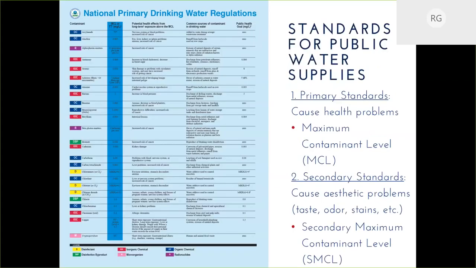When we're talking about drinking water, EPA has set standards for drinking water. And there's two types of standards for drinking water, primary and secondary. Primary standards are for contaminants that cause health problems. Secondary standards are for contaminants that are nuisances. They can cause aesthetic problems like affecting taste, smell, or staining, but they won't make you sick. And there's a huge list of primary drinking water standards.